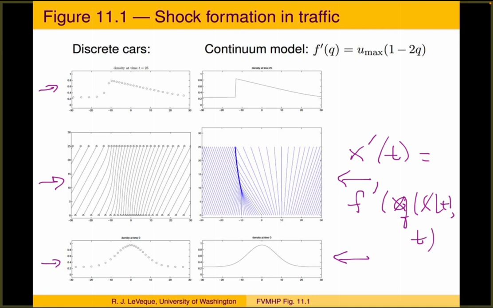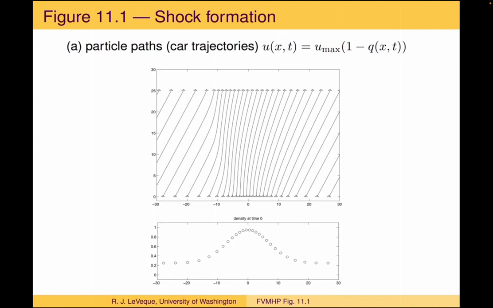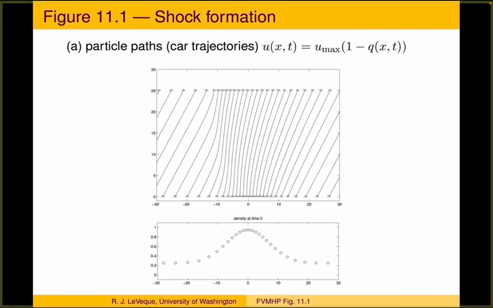So those are the characteristic curves. And on the next couple of slides, I zoom in a bit more on each of these figures. In the case of the actual car trajectories, a given driver out here, where traffic is light, is moving along at some speed, but eventually they catch up with the traffic jam and then they slow down. And so these are the trajectories of individual cars.